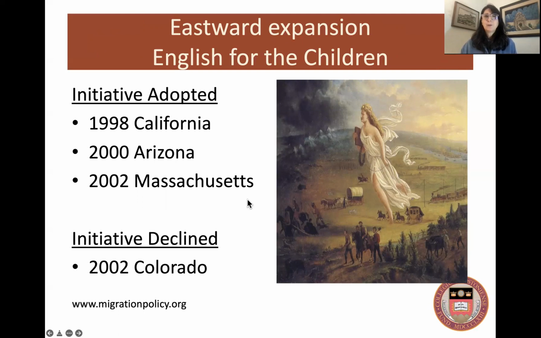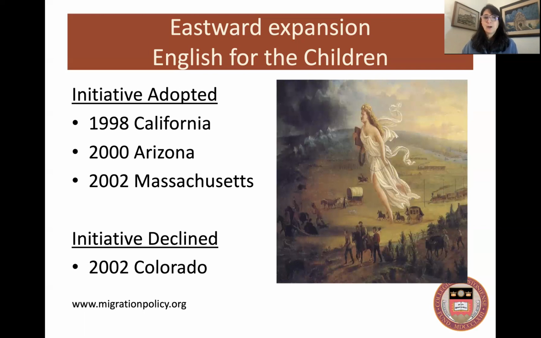So then what happened was what we are calling the eastward expansion, not the westward, but the eastward expansion of English for the children. This happened in California soon after Arizona and Massachusetts adopted it. So the initiative was adopted. Bilingual education was prohibited in 1998 for California, in 2000 for Arizona, in 2002 for Massachusetts. Texas followed. However, the initiative proposed in Colorado to prohibit bilingual education was declined. So it did not succeed in Colorado.